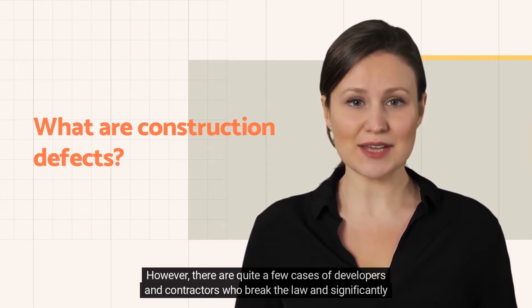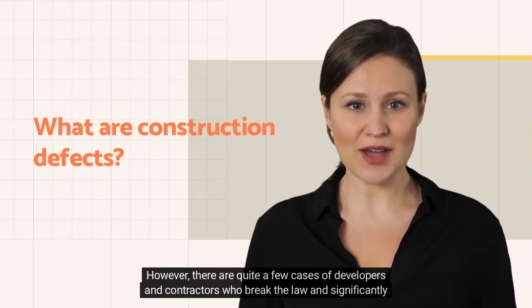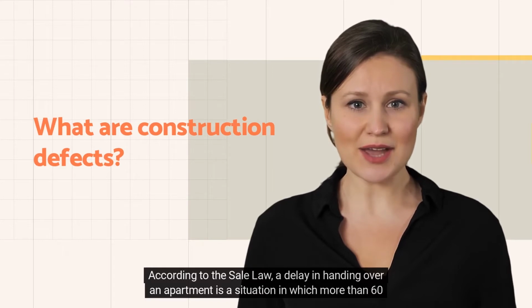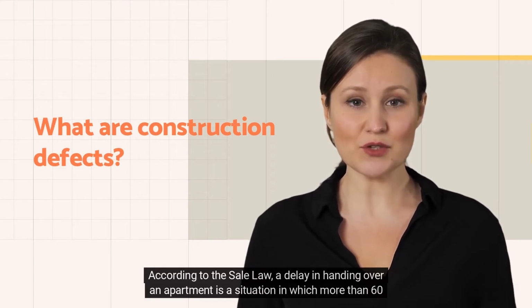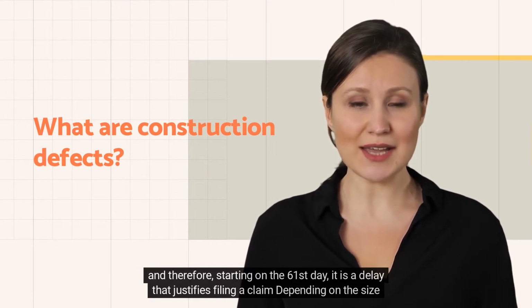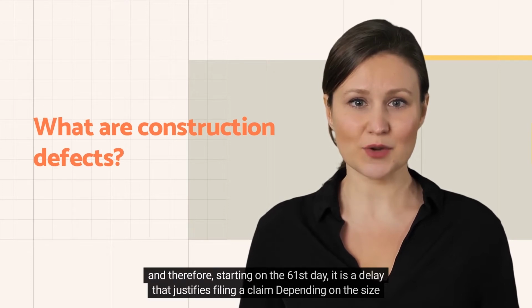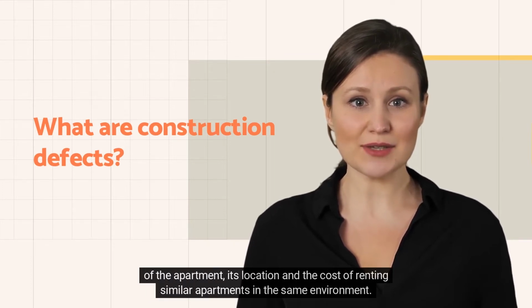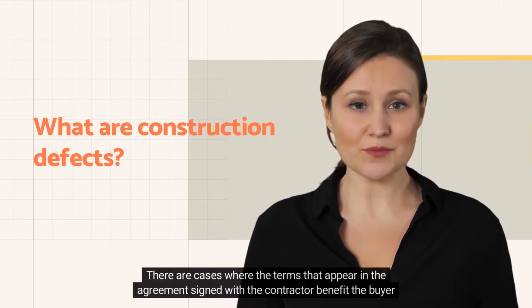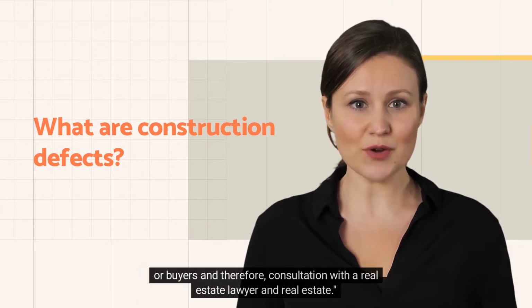However, there are quite a few cases of developers and contractors who break the law and significantly infringe on the rights of purchasers. According to the sale law, a delay in handing over an apartment is a situation in which more than 60 days have passed since the contractor promised the buyer that the apartment would be delivered, and therefore, starting on the 61st day, it is a delay that justifies filing a claim, depending on the size of the apartment, its location, and the cost of renting similar apartments in the same environment. There are cases where the terms in the agreement signed with the contractor benefit the buyer or buyers, and therefore, consultation with a real estate lawyer is advised.